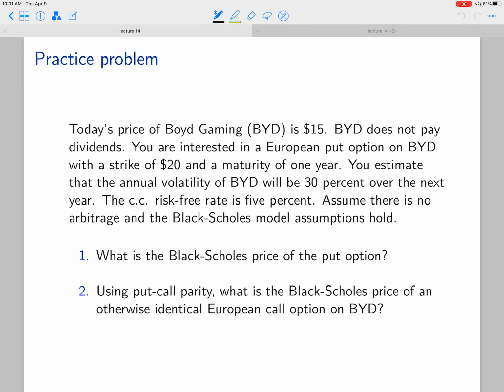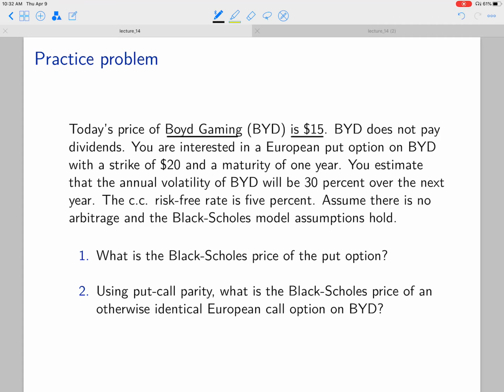Okay, so here's a practice problem for Black-Scholes put options. We'll work through it. I'll give you a second to read it, and then we'll solve. Okay, so let's work through it. So today's price, we have Boyd Gaming. Boyd Gaming is a stock, okay, non-dividend paying stock.